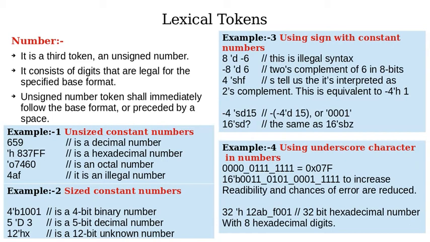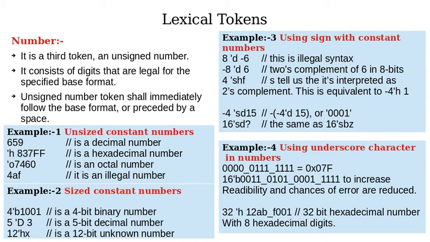Example 3, using sign with constant numbers. So we cannot use the negative sign or positive sign with the number, but instead we have to put it before the size parameter. So in example 3, the first one is an illegal syntax because we cannot put a negative sign with the number, but we put the negative sign before the size. So now this number is the 2's complement of 6 in 8 bits.